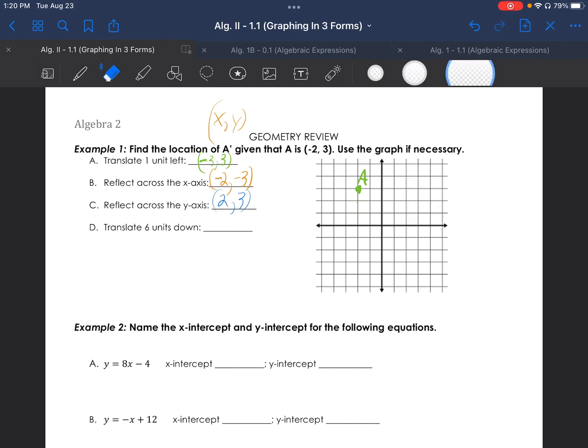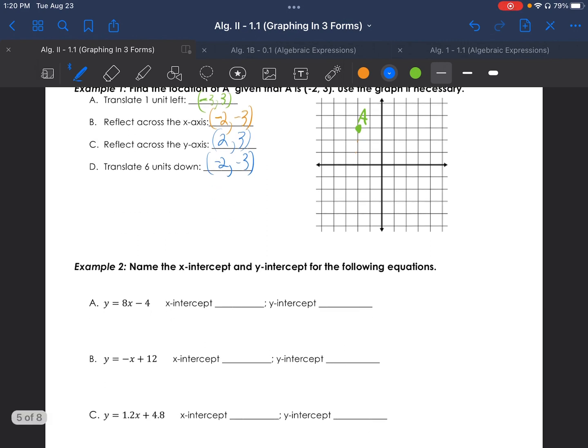Last but not least, translate 6 units down. So that's only affecting the y value, not the x value. So you either think of counting 6 down and finding that point, or take the original y value of 3 and subtract 6 to get negative 3. And our x value just stays the same at negative 2. So it ends up actually being the same as reflecting across the x-axis in this instance.